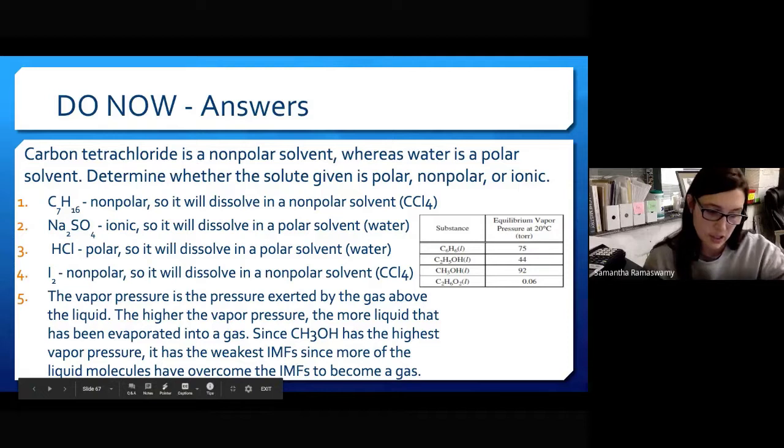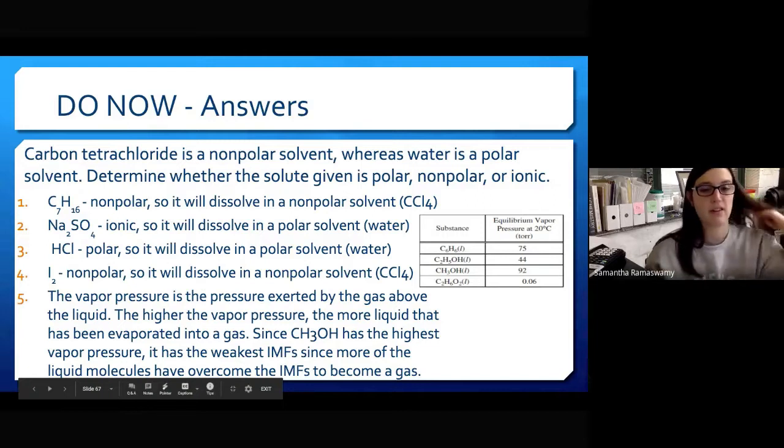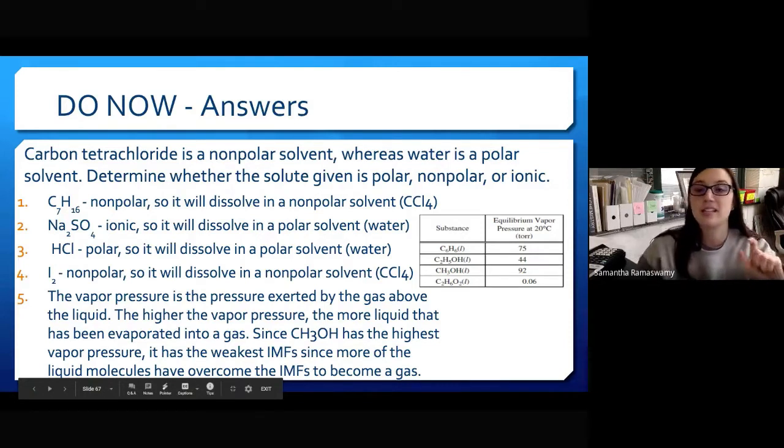So again, that's just a quick review of vapor pressure, because remember that we looked at how everything is related back to intermolecular forces. And now with the solute and the solvent interactions for solutions, that's also going back to intermolecular forces as well.